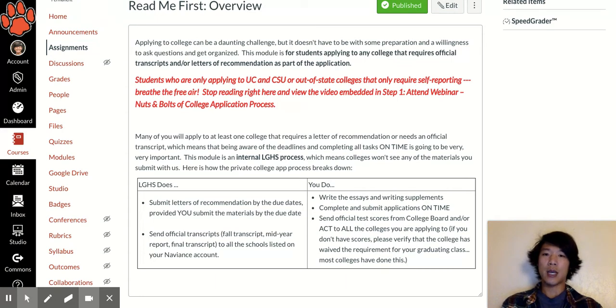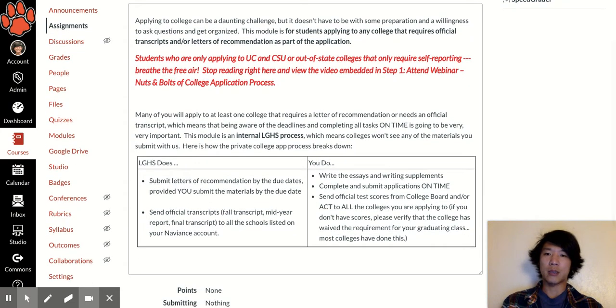The UC has their own application, and you fill out one application and you just check all of the UCs you want to apply to. Similarly, the CSU system has their own application. You just fill out one application, check all of the CSUs you want to apply to, and then for other schools that only require self-reporting, you just fill in information on their application and submit it.